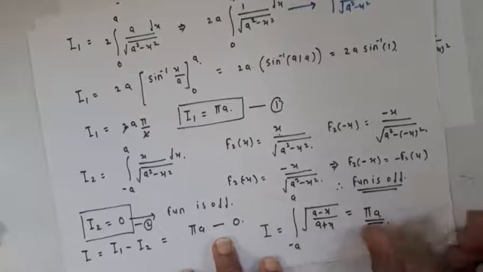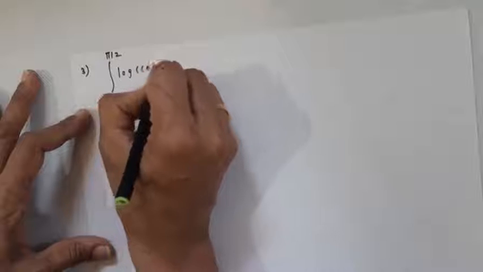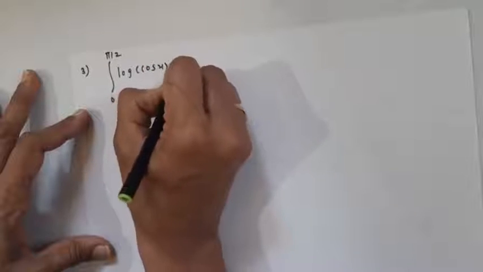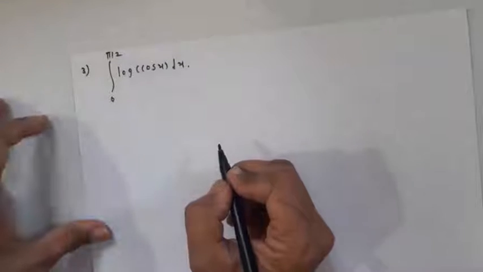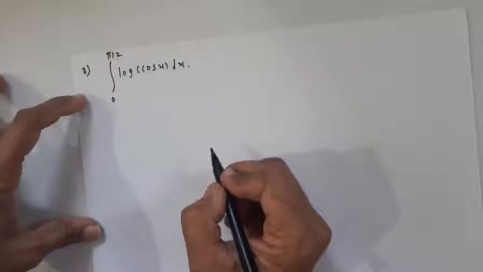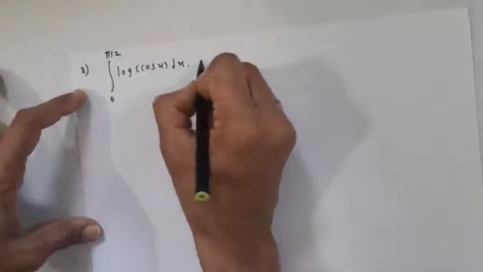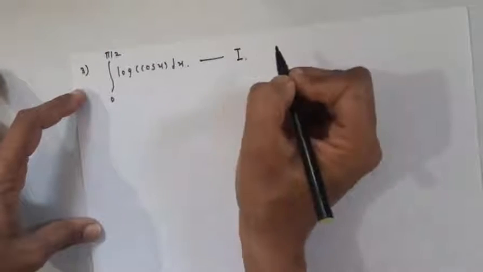This is the second problem. Now let us solve another, the last example, the third problem: the integral from 0 to pi by 2 of log of cos x with respect to x. So let us solve the example. Suppose this is integration I.